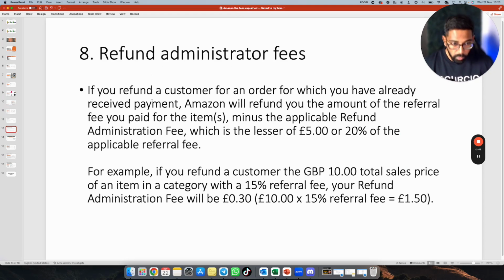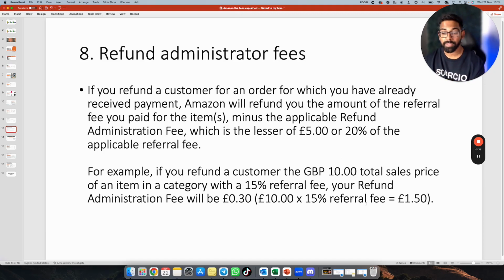Anyway, next is the refund administration fee. If you refund a customer for an order for which you have already received payment, Amazon will refund you the amount of the referral fee you paid for the item, minus the applicable refund administration fee, which is the lesser of £5 or 20% of the referral fee. Basically, if you refund a customer, let's say it's £10 of the sale price of an item in a category with a 15% referral fee, your refund administration fee will be 30p, because it's basically a 20% charge on the referral fee.